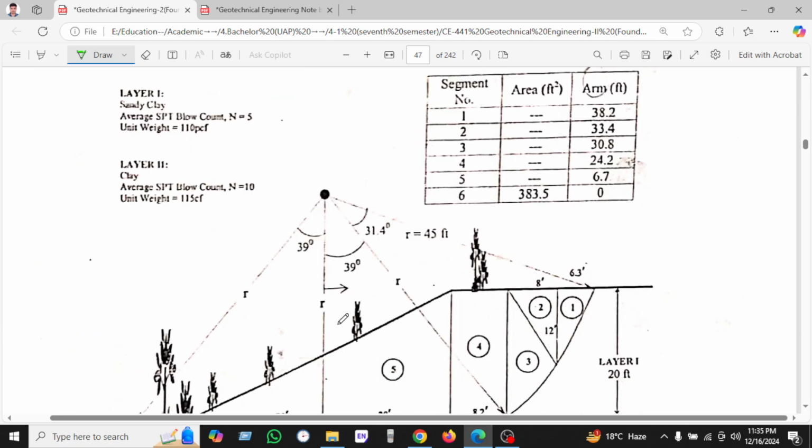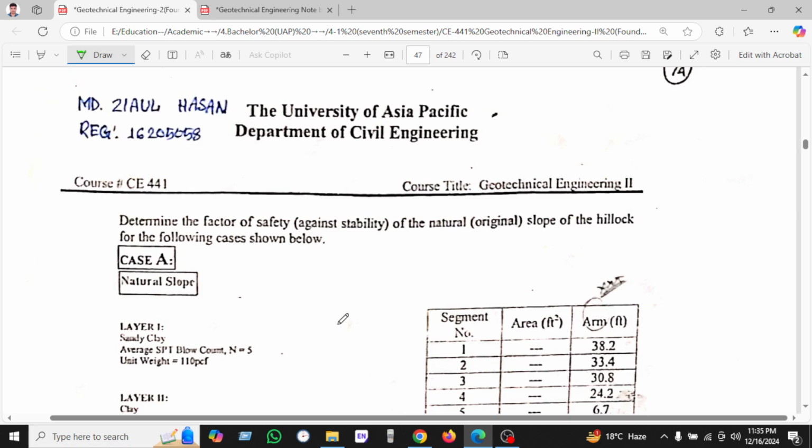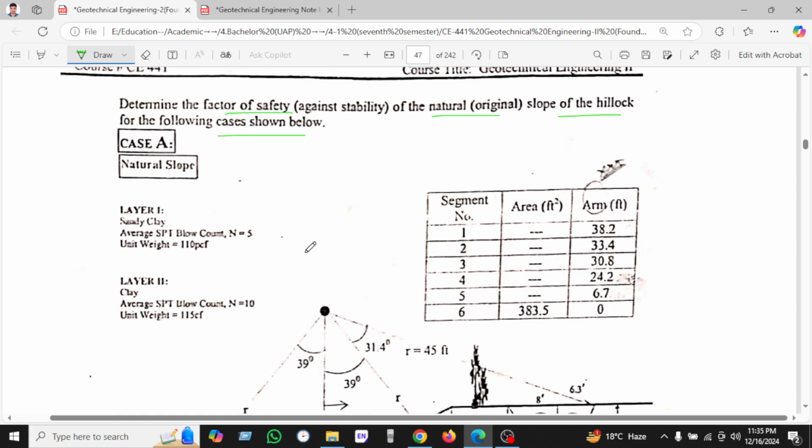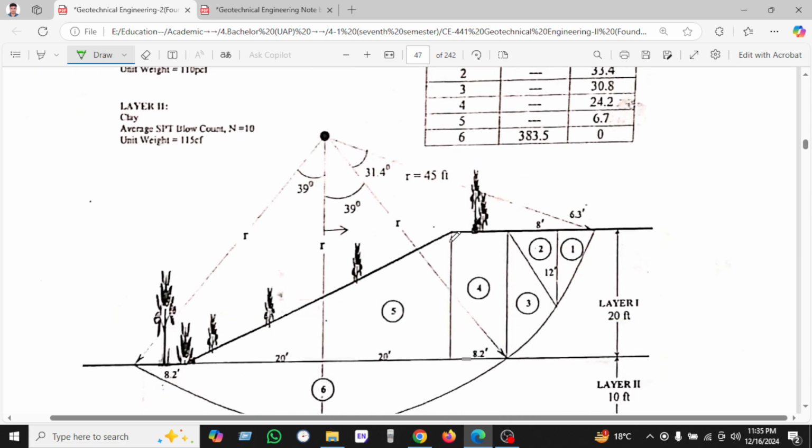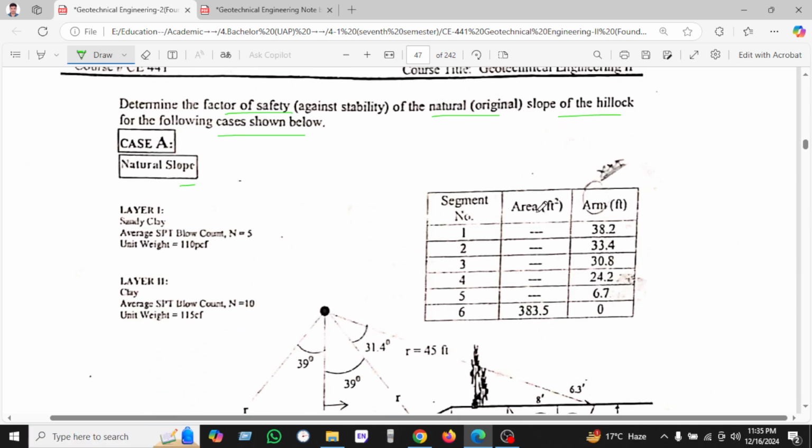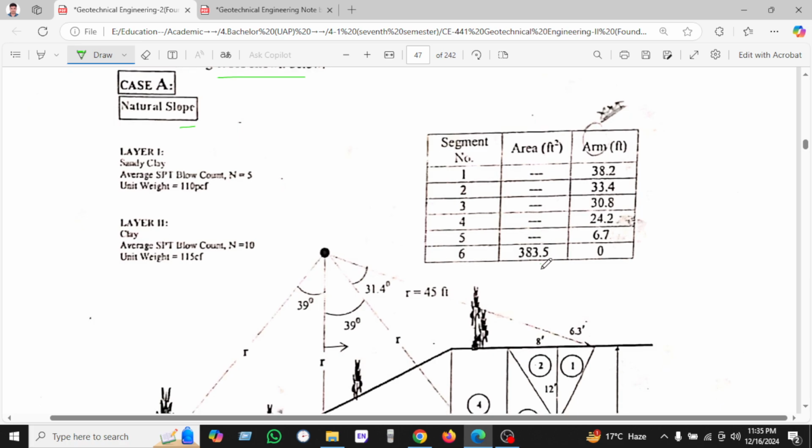So let's see another example. This is the big example, and we have to draw the attention here. Determine the factor of safety of the natural origin slope of the hilly rock. The following cases are given below. So the case is given, the natural soil. This is segment 1 to 3, and areas are also there, 383, and arm is also 380.2, given here. So there are 2 layers.